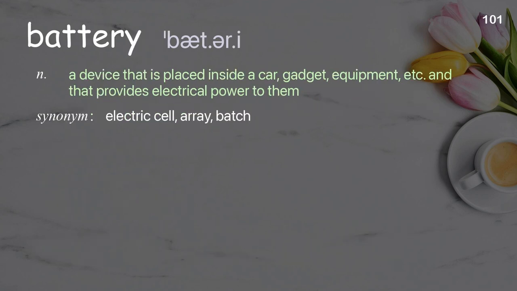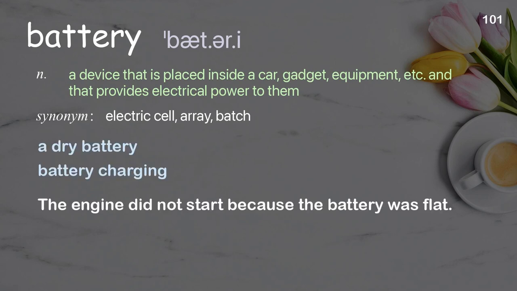Battery. A device that is placed inside a car, gadget, equipment, etc., and that provides electrical power to them. Examples. A dry battery. Battery charging. The engine did not start because the battery was flat.